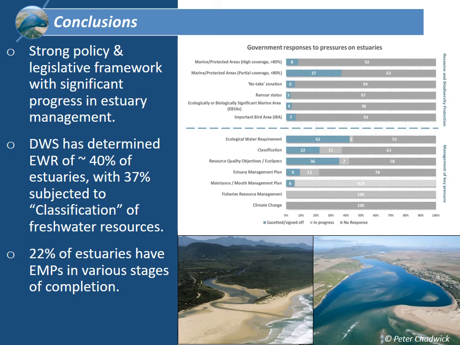Finally, in terms of our conclusions, we have a strong policy framework in South Africa, and that has made significant progress in estuary management. Water Affairs has determined the flow requirements of nearly 40% of estuaries, with about 37% of them already having classification of water resources. More than 20% of estuaries also have estuary management plans in various stages of completion.